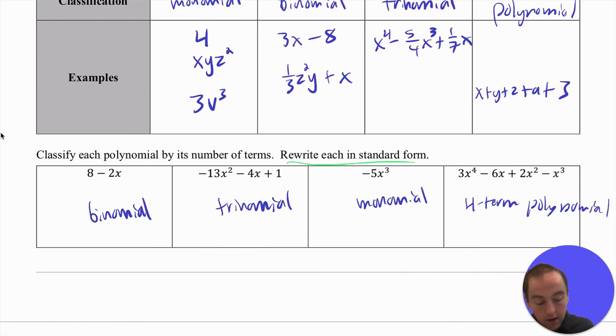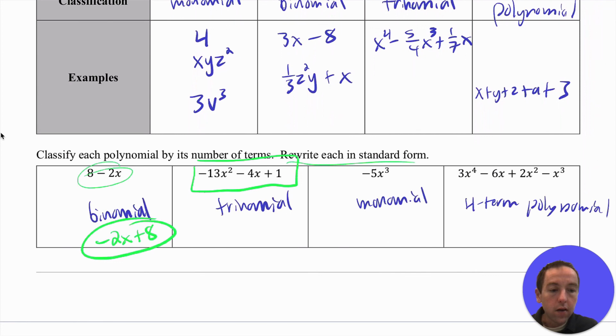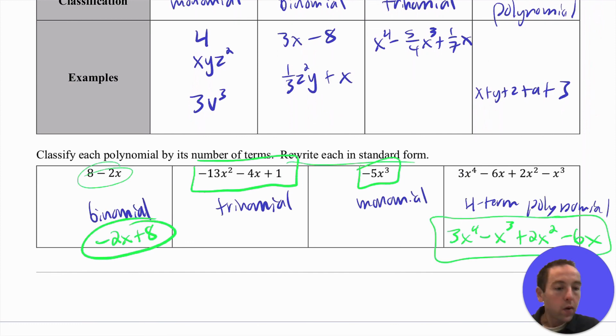I did say here that you should rewrite each of these in standard form if applicable. So here, the constant's at the beginning, and you don't want that, so you need to rewrite it as the negative 2x first and then plus 8, and that would write it in standard form. It turns out that this one is actually already in standard form because the exponents do go in decreasing order. Obviously, there's no way to rearrange that. And then the last expression, that's good because 4 is the highest exponent, but then you have the negative x to the third, which would come next, and then your x squared term, and then finally the degree 1 term would come at the end, so that would rewrite it into proper standard form order.